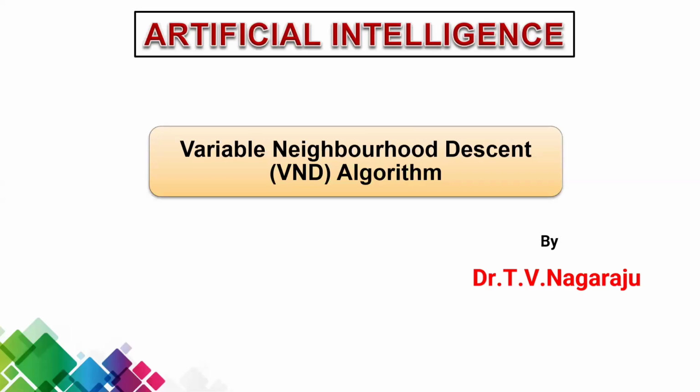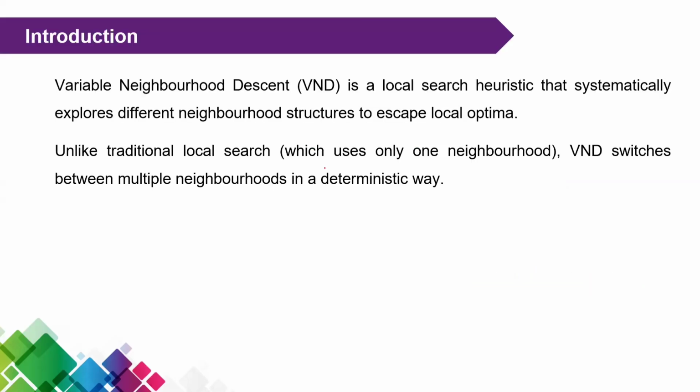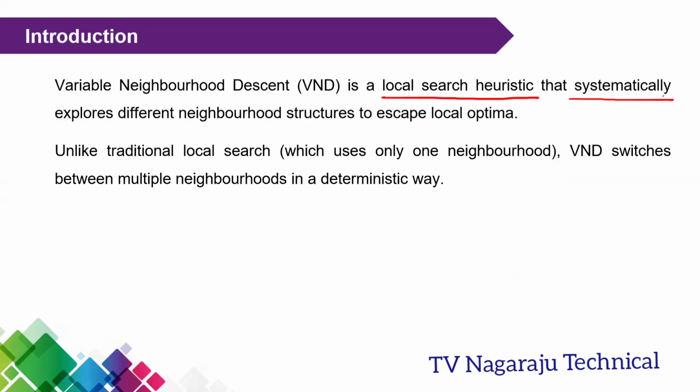Welcome to our channel. In this session, we will discuss the variable neighborhood descent (VND) algorithm. The VND is a local search heuristic algorithm. Instead of exploring the nodes blindly, the VND explores in a systematic way. In a systematic way, it explores different neighborhood structures. They follow a deterministic or systematic way for escaping the local optimum.